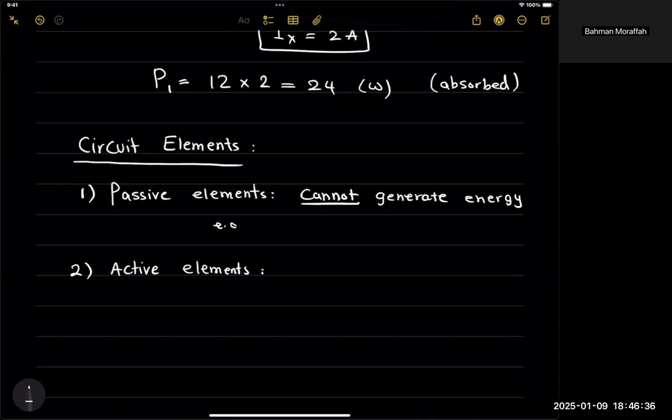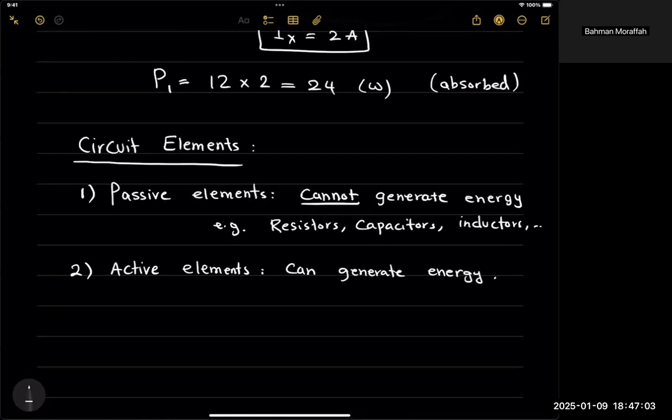The examples for them are basically resistors, capacitors, inductors, and so on and so forth. Active elements, on the other hand, can generate energy. So these elements can generate energy. An example for them is voltage or current sources, right?